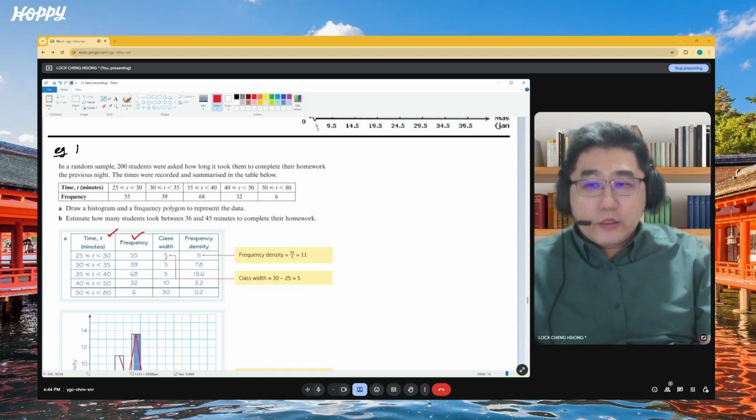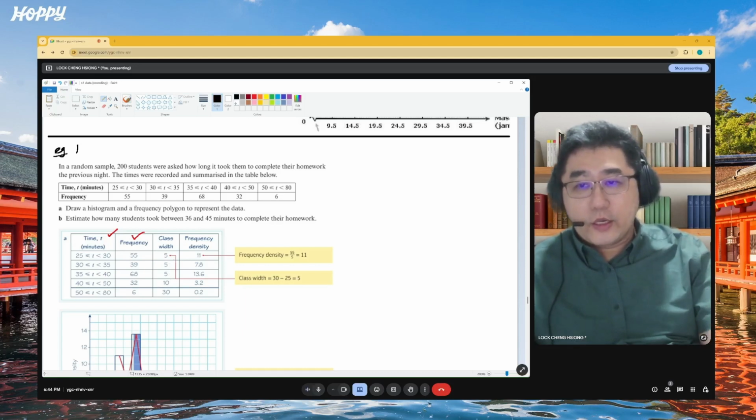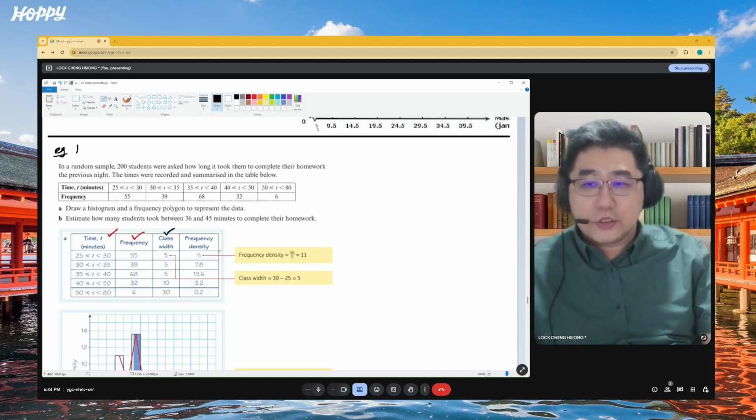Then I need to calculate the class width, the class size. That means I take 30 minus 25, I have 5. Please understand, I use 30 minus 25 because this is a no gap example. If there is a gap example, I need to use 0.5 and 0.5 here to subtract. So this is a no gap example. So I have 5, 5, 5, 10, and 30. Then I generate this column.